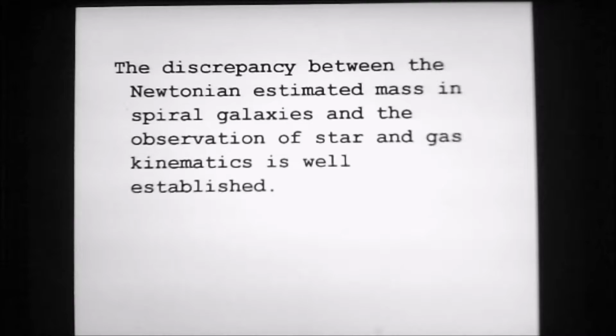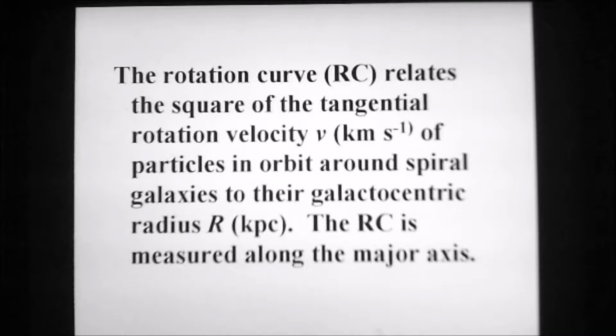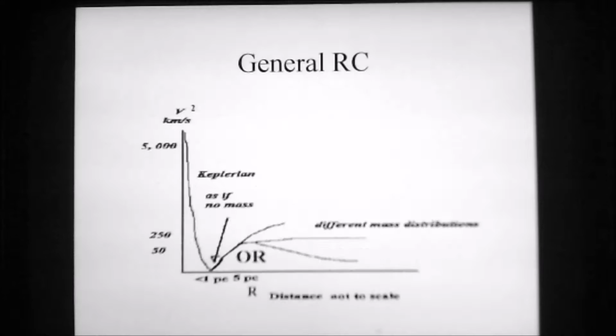The discrepancy between Newtonian estimated mass in spiral galaxies and the observation of star and gas kinematics is well established. The rotation curve relates the square of the tangential rotation velocity of particles in orbit around spiral galaxies to their galactocentric radius. The RC is measured along the major axis of the galaxy.